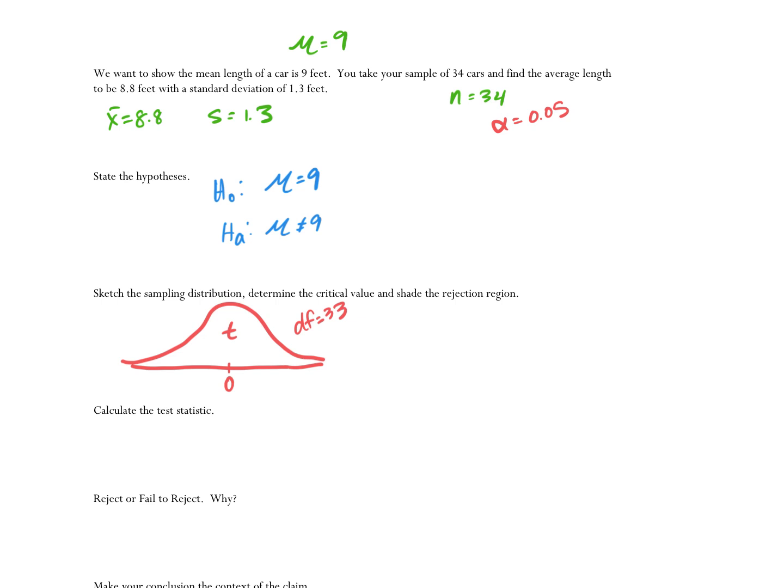Great. So now I got to decide my shading. Is this going to be left-tailed, right-tailed, or two-tailed? Two-tailed, because I didn't pick greater than or less than, so it could be either one. Great, you guys are on this. And the combined area of those tails is that 0.05. So both of them are 0.025.